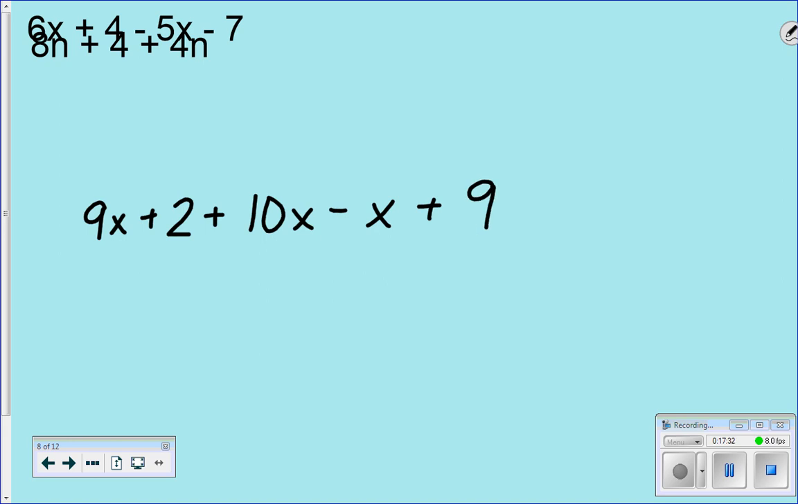There you go, do that one. Oh, that's not that hard. Don't forget to put the 1 in front of the x. Yep, because you'll forget about him if you don't do that. So 9x plus 10x is 19, minus x, so 18x plus 11.